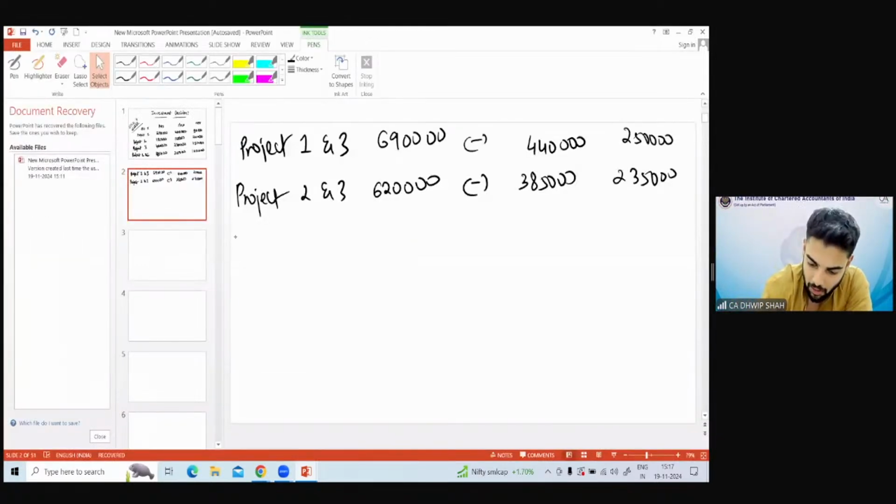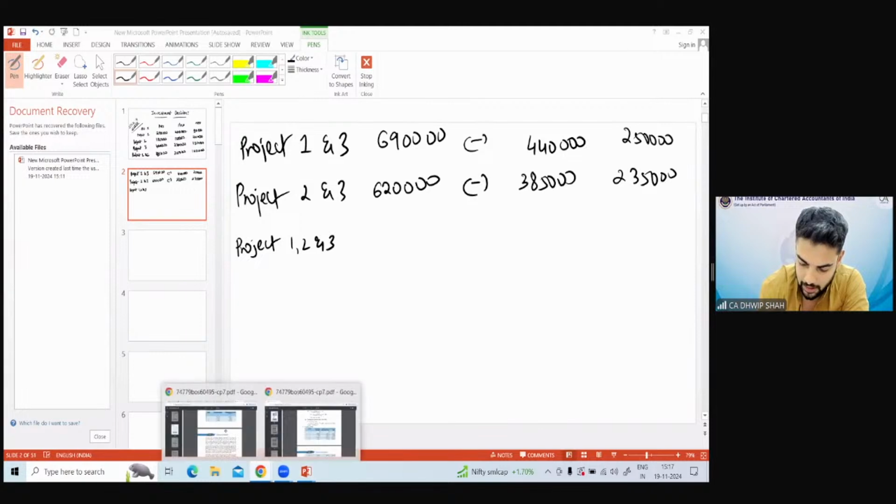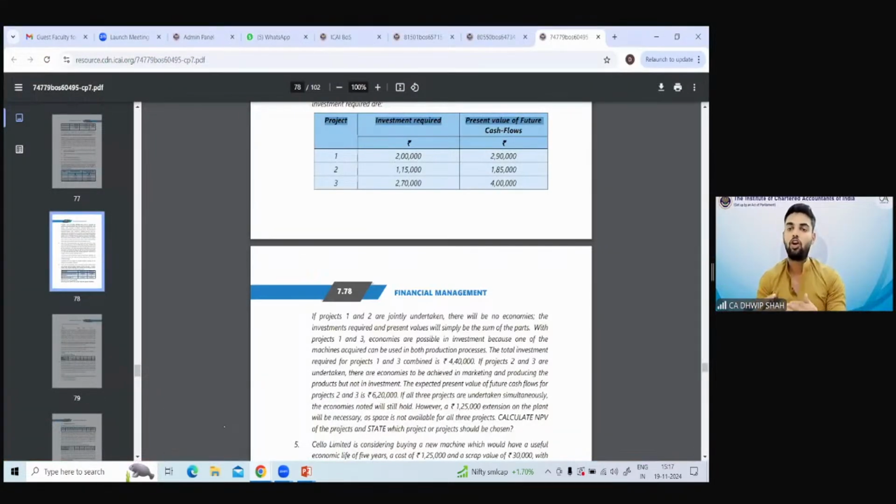Okay. Now, very crucial. When all the projects are taken together, project 1, 2, and 3. The question says that economies above will still hold. So can I say economies? Now let's just target PVCO first. When was economies available? Can I say economies was available in investment when project 1 and 3 was taken together? Yes or no?